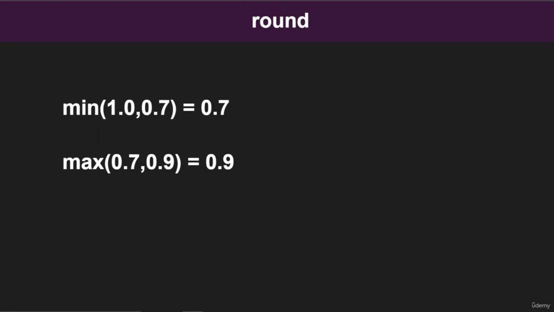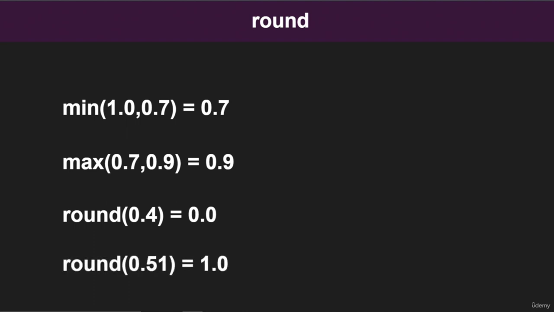The next function is the round function. The round function will round the number. If the number is below 0.5, then the return value will be 0. And if the value is higher than 0.5, then the return value will be 1. So, round 0.4 will be equal 0, and round 0.51 will be equal 1.